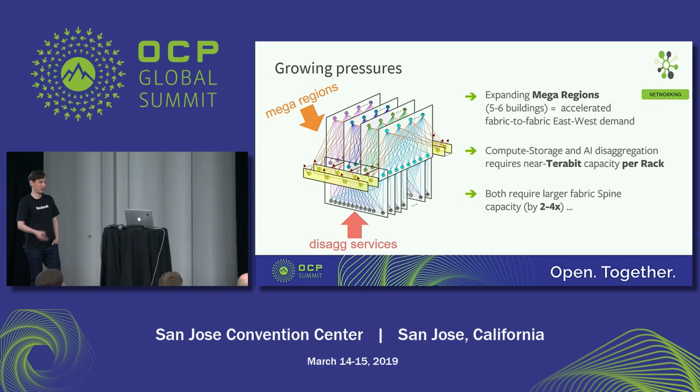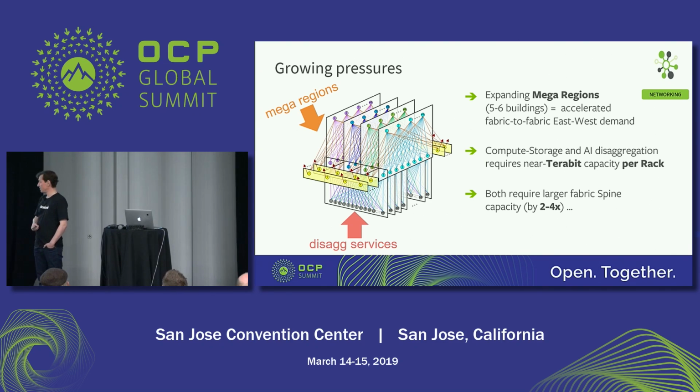This network was a reliable workhorse for us for several years. But over time, new capacity pressures started appearing. From one end, from the top of the network, we would like to make our regions bigger. We would like to go beyond 3 buildings. But each additional building in the fabric means increased east-west traffic from fabric to fabric. From the bottom of the network, the growing disaggregation is putting another pressure on the racks. Applications like disaggregated storage, artificial intelligence, and video services start requiring near terabit capacity per rack.